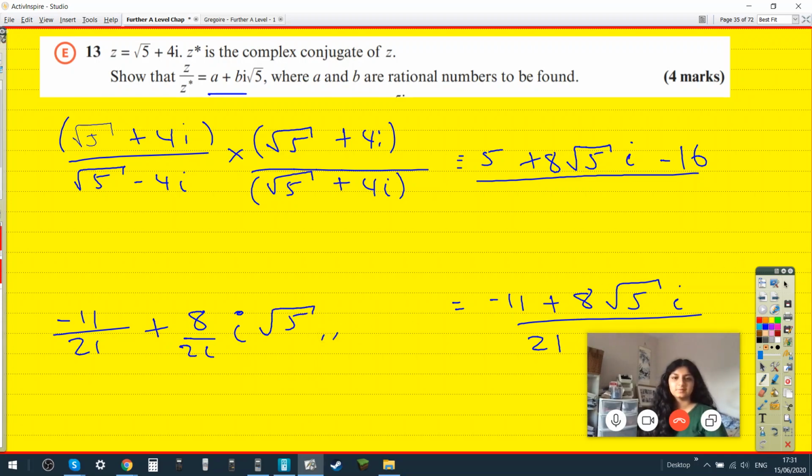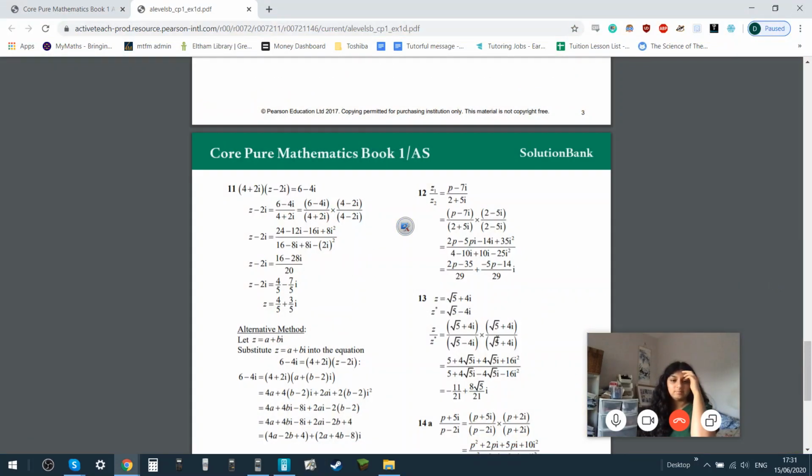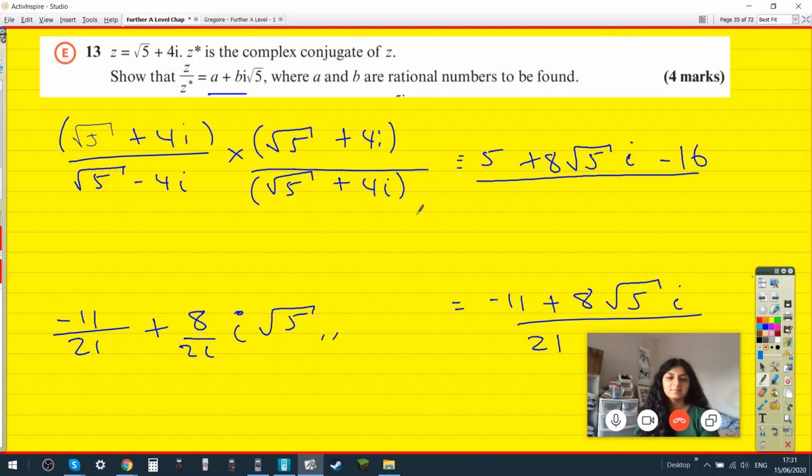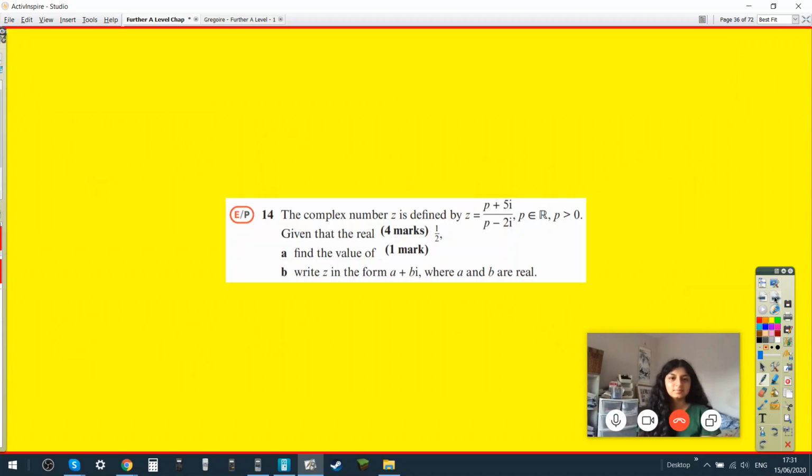Question 13. Minus 11 over 21 plus 8 root 5 over 21i. Yeah, they didn't follow their own convention. Yep. Any questions about that? No. Nice to know they're asking us to do stuff they themselves are not even doing.